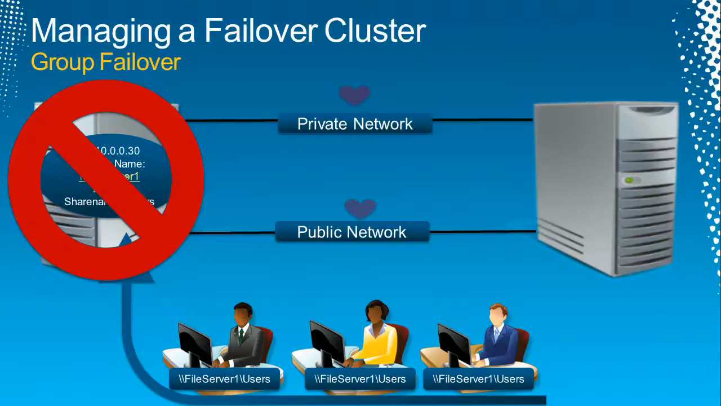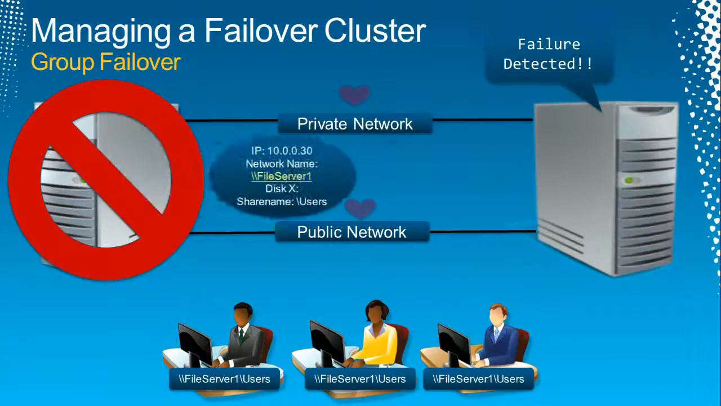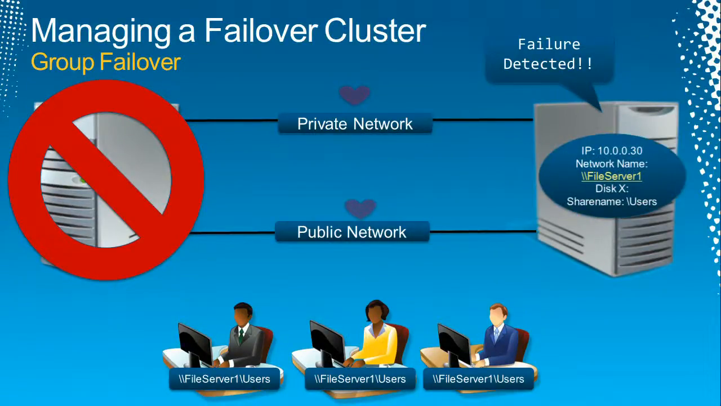So if I have clients that are connected to that server accessing their file shares, and we lose the heartbeat, something happens to node 1, the clients lose connectivity, node 2 detects the failure, pulls the entire group, and brings everything online. And then the clients can reconnect. Again, the time that it takes to do that can vary. If it's just a file server, it may take 10, 15 seconds. If it's an Exchange server and it has to do a lot of stuff, it may take a little longer.